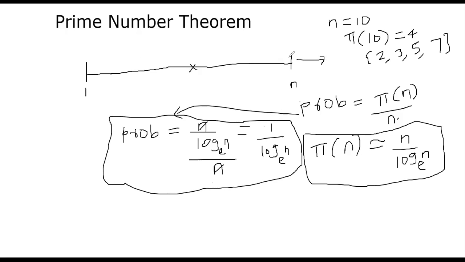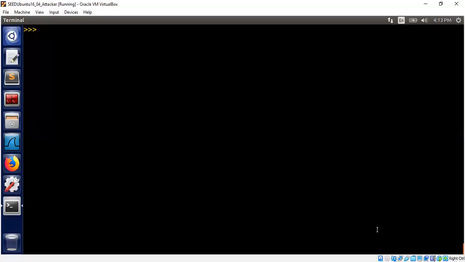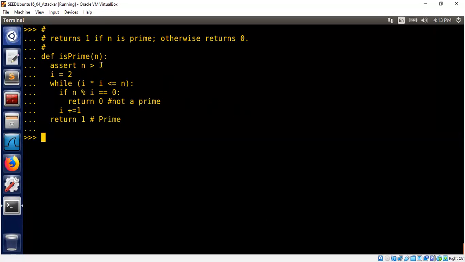All right, so I need to give some empirical, experimental data to show you that pi of n is approximately the same as n by log n to the base e. So let's get some programming going now. What I'm going to show you first is the very basic function that we talked about earlier. This is a little program that checks whether a given number n is prime or not. As I mentioned earlier, I in fact proved it here that you don't need to go more than the square root of n to check whether a number n is a prime.